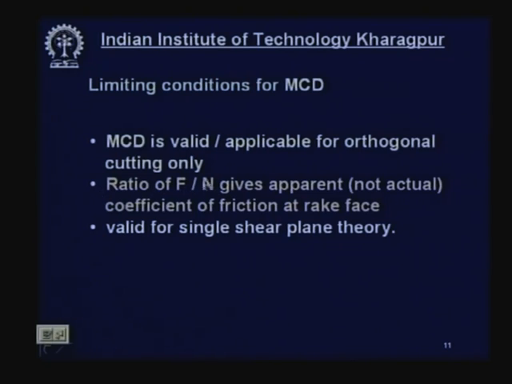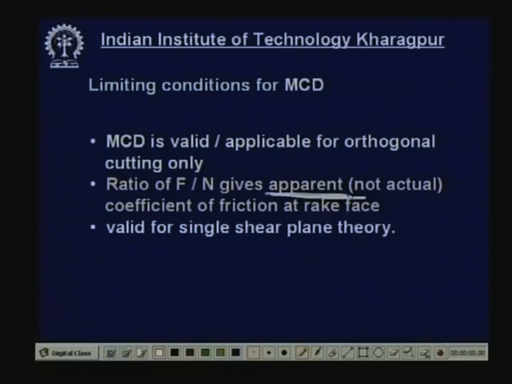The ratio of friction force and the normal force gives the apparent friction. This is apparent friction. This is not the real coefficient of friction. This is simply the ratio. If you want to get the actual friction, then you have to do some more work. However, it is very close to the coefficient of friction, which is an index of machinability or the characteristics of machining. So, the Merchant circle diagram will give you only this ratio, that is the apparent coefficient of friction, but not the actual. For that, more analysis has to be done.